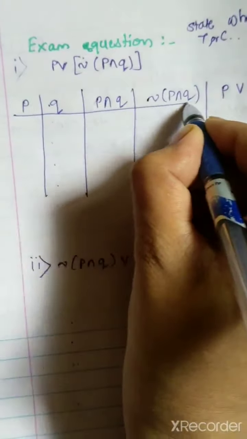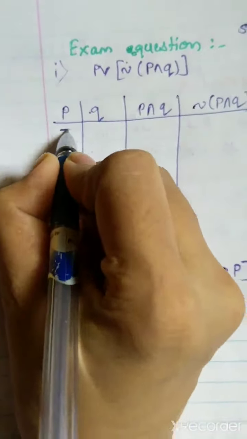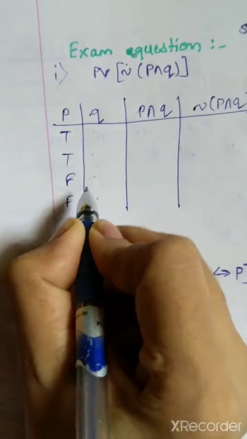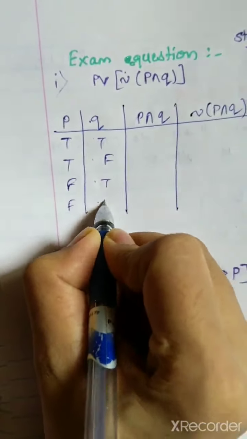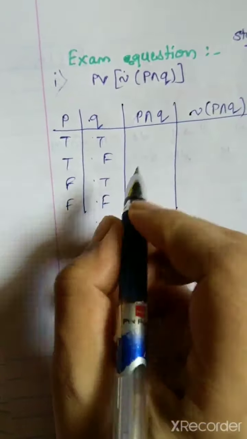So two variables. So this will be true, true, false, false; true, false, true, false. P and Q, true and true. Refer to the previous lecture where we studied the truth table for AND and OR. So true and true, true. True and false, false. False and true, false. False and false, false. So now negation of this column, negation of P and Q. True's negation is false, false's is true, true, true.